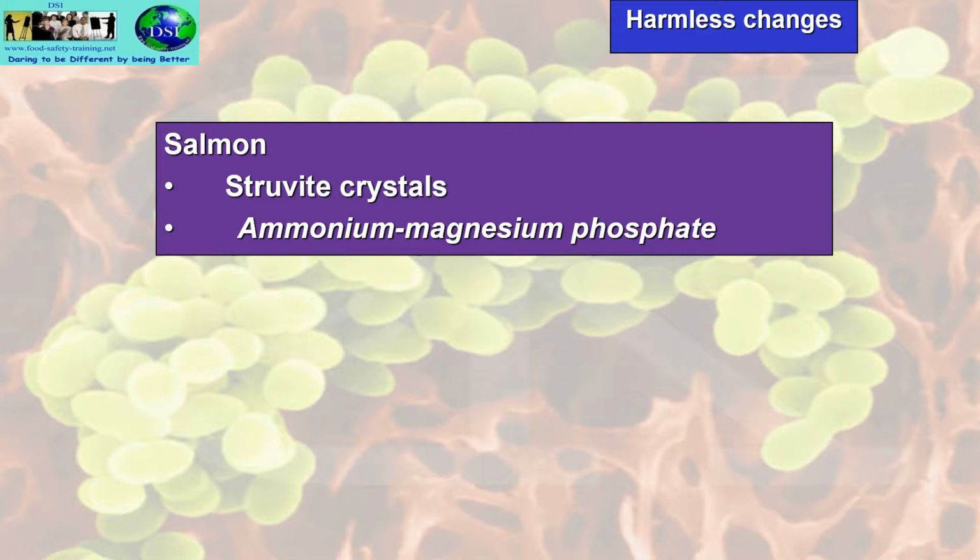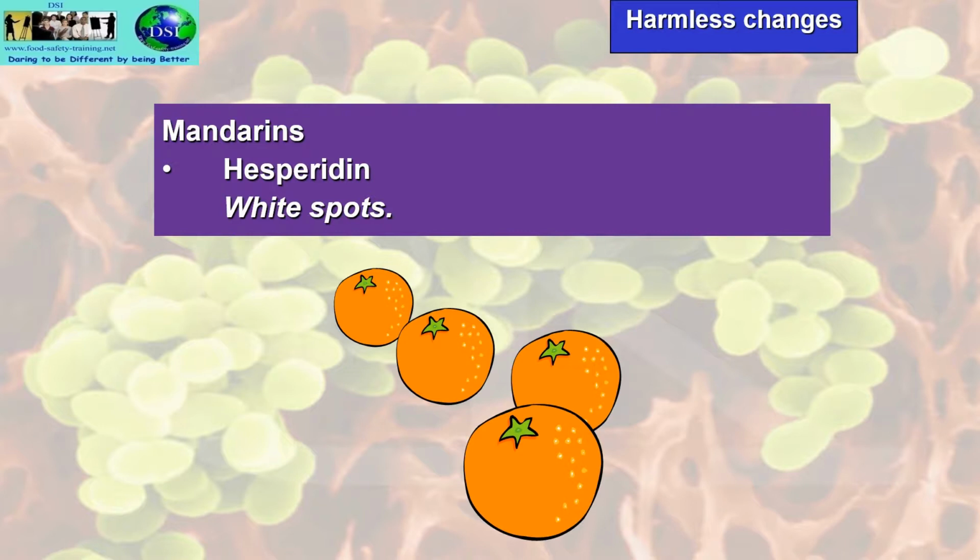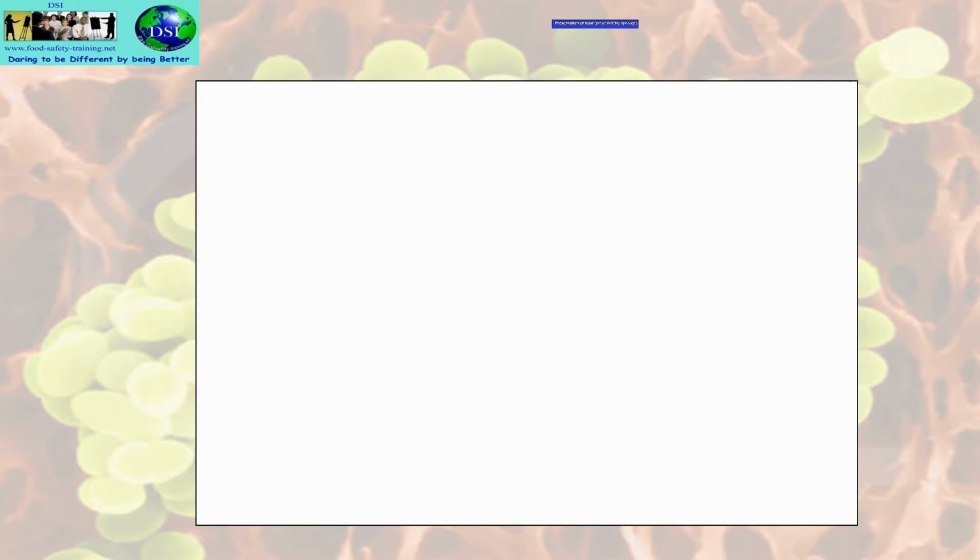You will get harmless changes in some food, like for example salmon. You get struvite crystals, which are ammonium magnesium phosphate crystals building up, but they are quite harmless. Grapefruit, you can get naringin crystals building up. These give a bitter taste, and you'll see that with white spots. Other harmless changes, you'll get hesperidin building up in things like mandarins, where they look like white spots also.